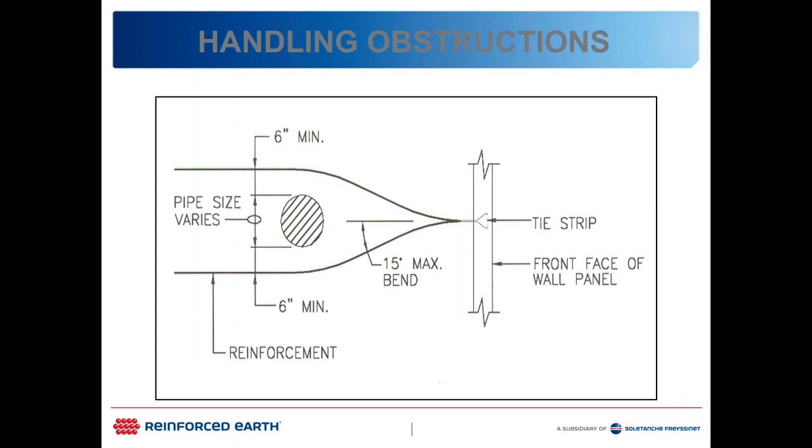Regarding civil design, one of the questions that generally come up is, what if you have a pipe that runs parallel to the wall? If you have a pipe running parallel to the wall, it's very easy to skew the strap with a 15-degree skew above or below the pipe, as long as the pipe is located some distance away from the front face of the wall. The larger the diameter of the pipe, the more the pipe needs to be moved away from the back face of the panel.